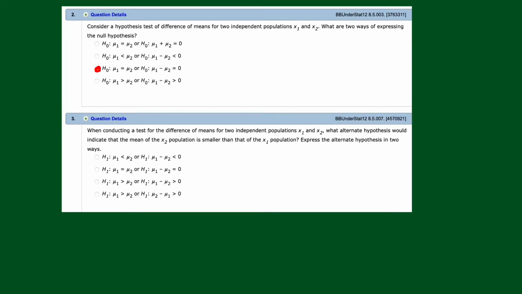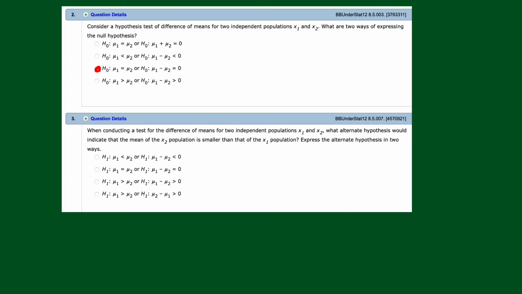Now in question 3 it says, when conducting a test for the difference of means for two independent populations, what alternate hypothesis would indicate that the mean of population 2 is smaller than the mean of population 1? Right, well, if this is smaller than this, it means if I take this number minus this number, I should get a positive, or this number minus this number, I should get a negative. Let's just see what we have.